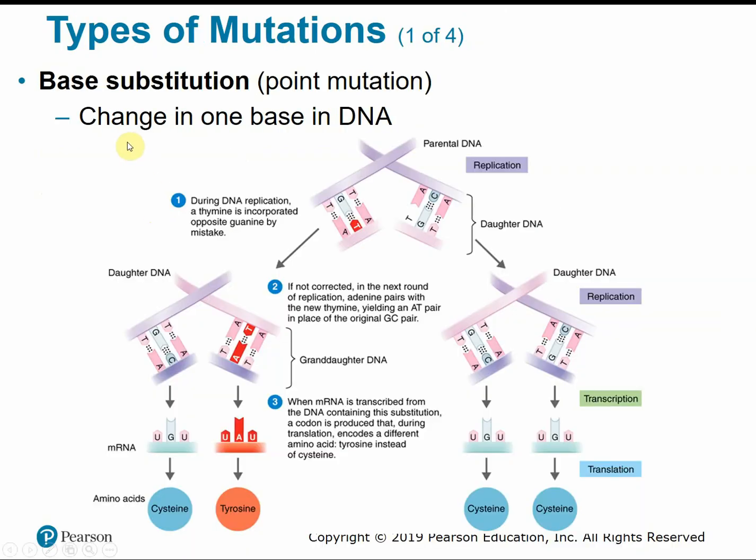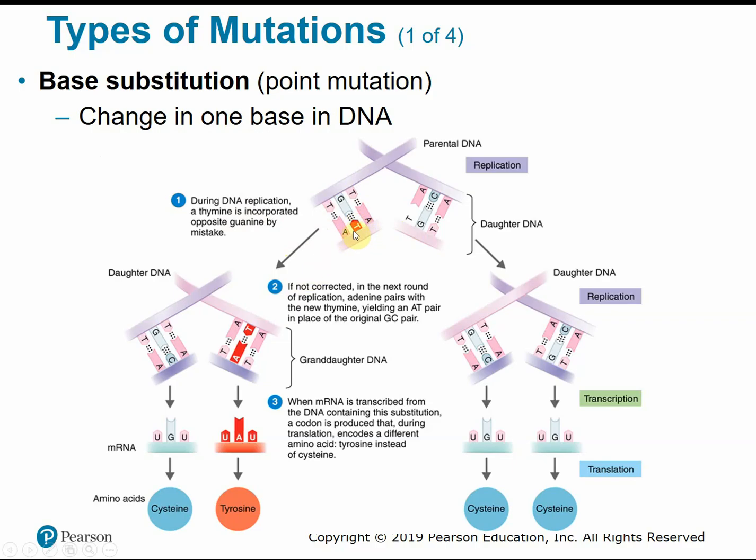So a base substitution, sometimes called a point mutation, is our most common type. So it just involves a single base change in the DNA. But these single base changes can have dramatic effects. So this example showing, during DNA replication, our thymine is incorporated opposite a guanine by mistake. So normally this would be a cytosine. So we accidentally put a thymine here instead.